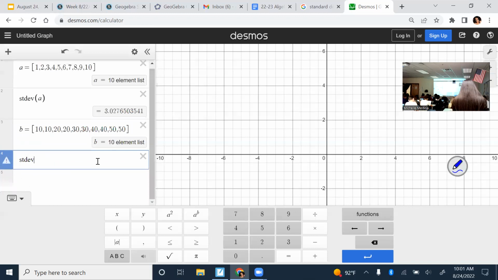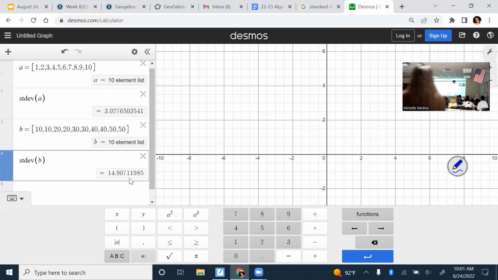So let's do standard deviation, this time of data set B. And same thing we got in the other one. But this one you can actually use on your test. I don't know if they disable some of these functions. I don't know why they would, but I will never make you do standard deviation by hand on this unit 1 test. Questions, comments, concerns?